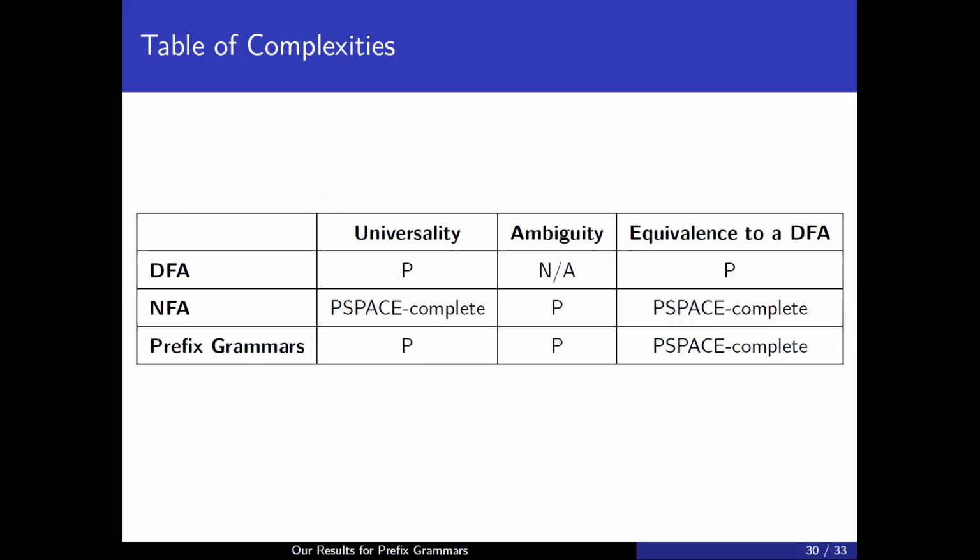This table here summarizes the complexity results for the problems we have just discussed: universality, ambiguity, and equivalence to a DFA, for DFA, NFA, and prefix grammar. And here, for NFA, we can also consider right linear grammar because we can easily convert from NFA to right linear grammar. And we can see that for prefix grammar, we have a better time for the universality problem than NFA, but for the other two problems, we have the same complexity.